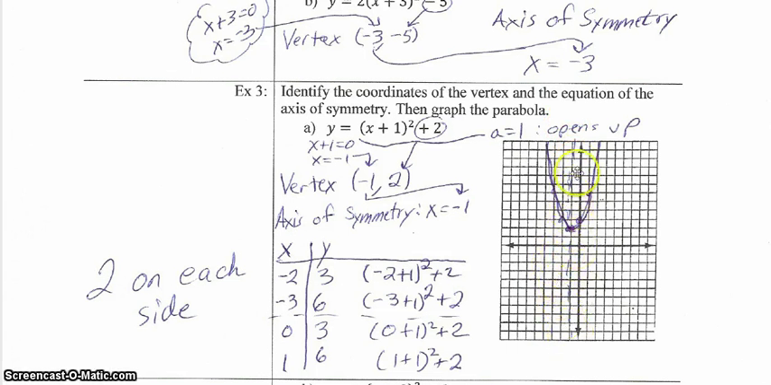I just included this as a reminder that if the a value is positive, which it is, 1, the parabola is going to open up. It's a cup for you. So now, just like we did yesterday, we could pick 2 on each side. So negative 2, negative 3 is left or less. 0 and 1 is to the right or greater. And we plug it in. Plug in each one of these 4 values.